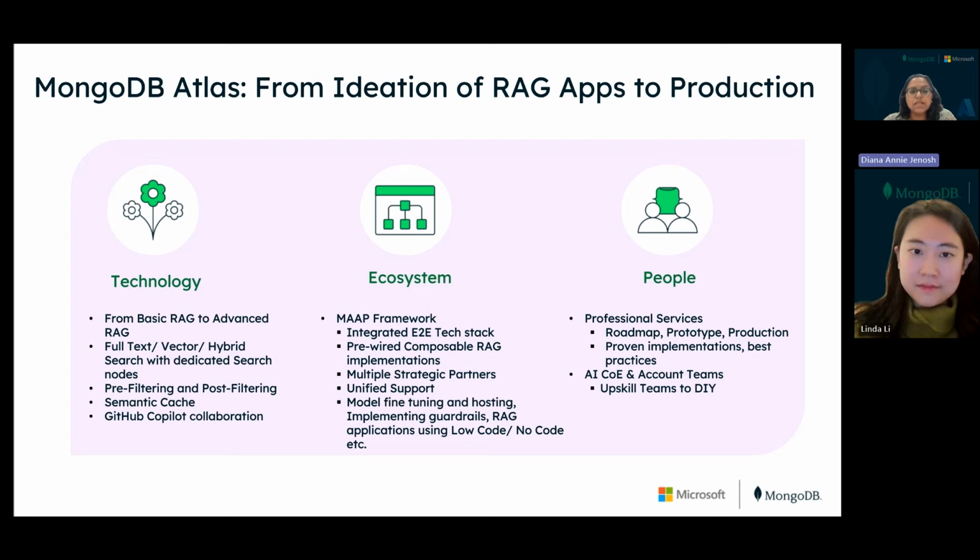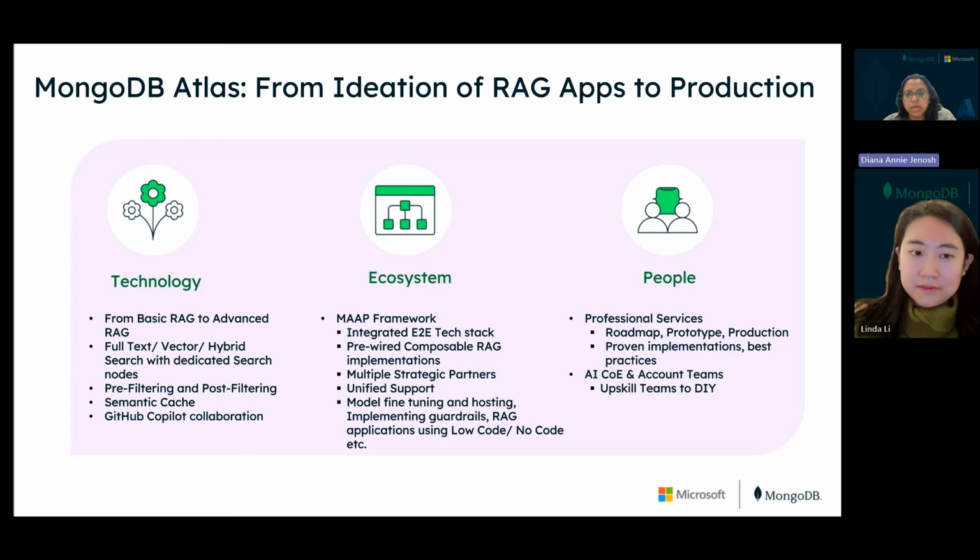MongoDB Atlas supports full text search and hybrid search along with vector search on dedicated search nodes so that your operational workloads are not impacted by your generative AI application workloads. We also support pre-filtering for lesser load on the LLMs and post-filtering so that you get better ranked results. We support semantic cache, which improves the latency of the repeated queries. And GitHub Copilot collaboration helps increase the developer productivity and helps build these applications faster.